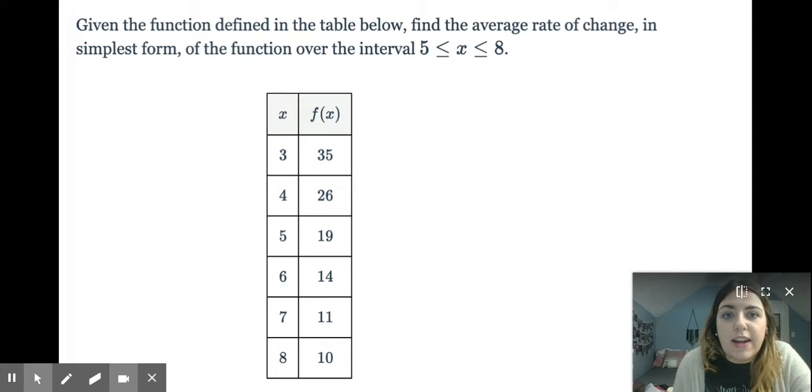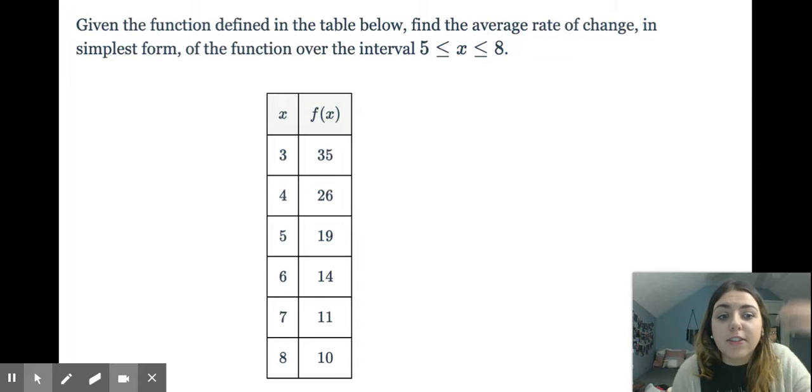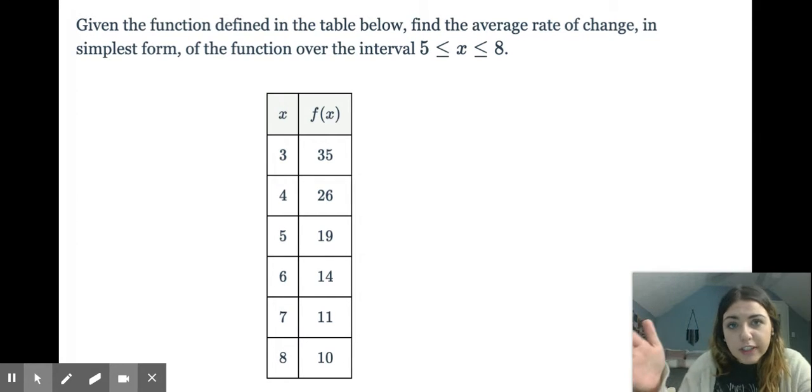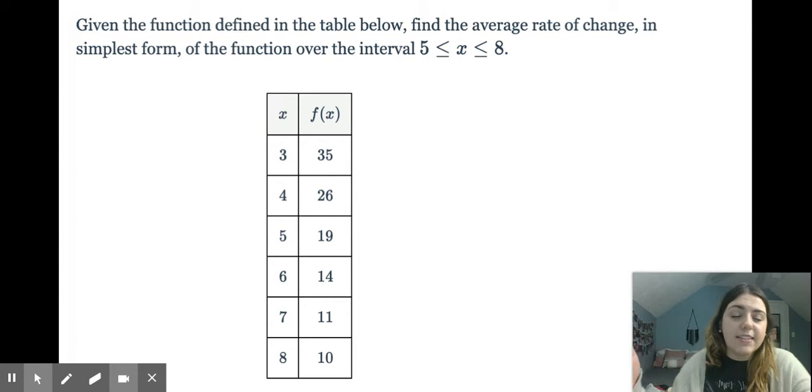And what we're focused on now is finding the average rate of change. The average rate of change is a lot like your average speed on a trip. So if I'm driving to Lexington and my average speed as soon as I leave my house is 55 miles per hour, then what that means is that throughout my entire trip, I had an average speed of 55 miles per hour. It doesn't mean that I went 55 the whole time. It just means that's what it averaged out to.